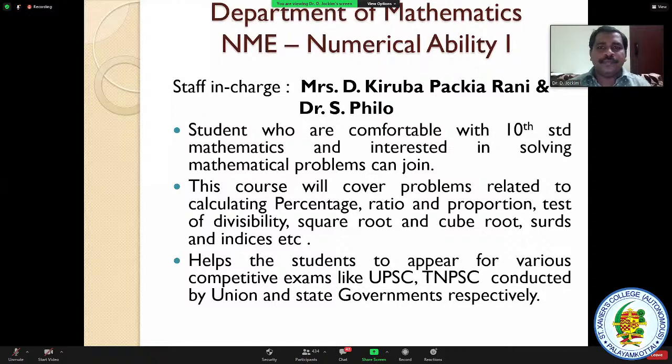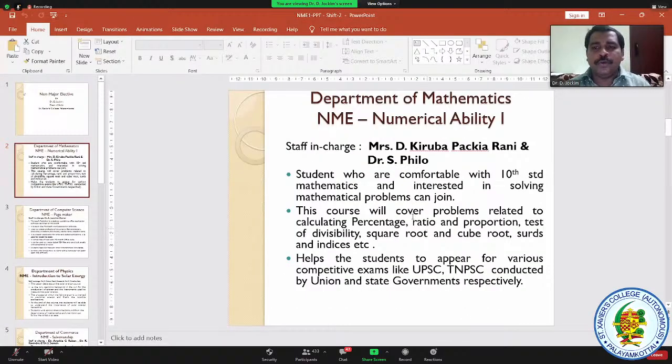First one, NME Numerical Ability. This belongs to the mathematics department. The staff in charge of this course are Mrs. D. Kirubapakirani and Dr. S. Philo. I hope the screen is visible now.